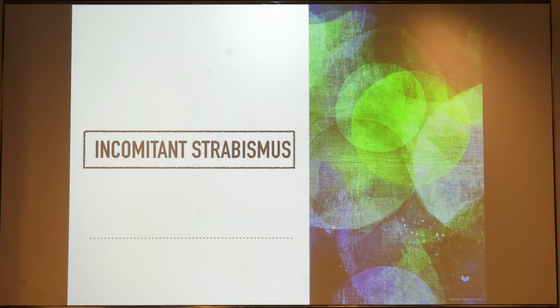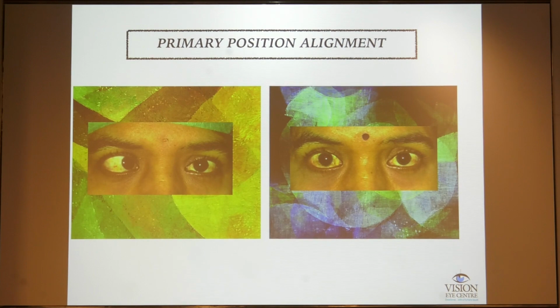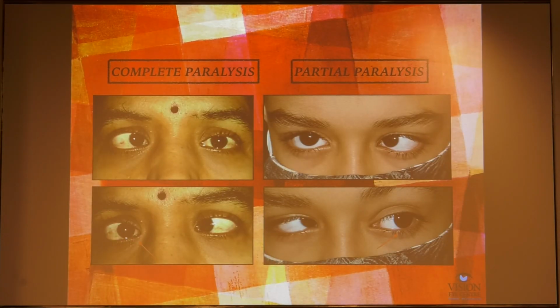In incomitant strabismus, the surgical plan is to align the eyes in primary position and also to increase the area of single binocular vision. Decision making will depend on whether there is partial paralysis or complete paralysis. In complete paralysis, transposition procedure has to be performed, and in partial paralysis, strengthening of the antagonist along with release of any restriction has to be done.